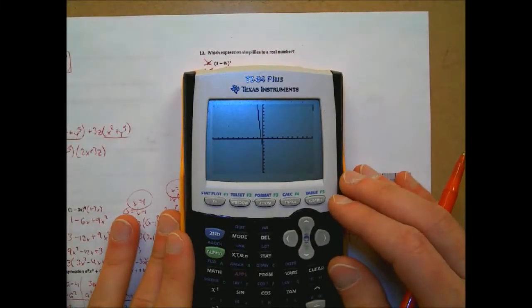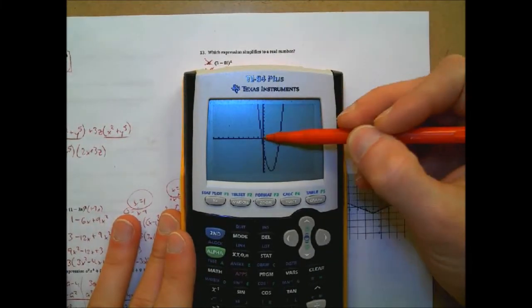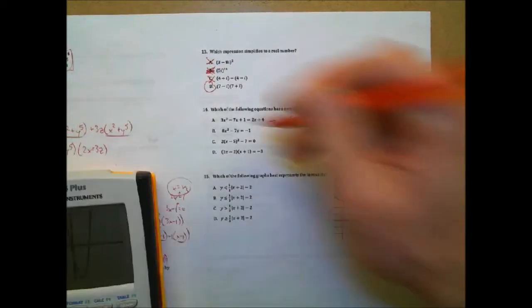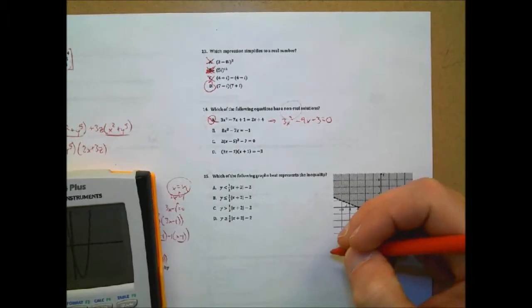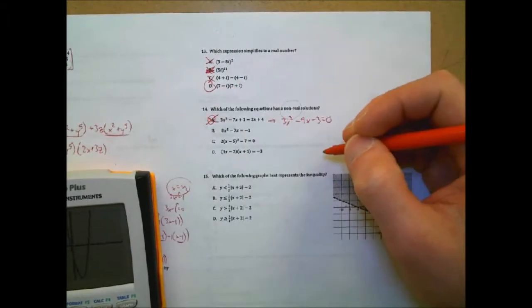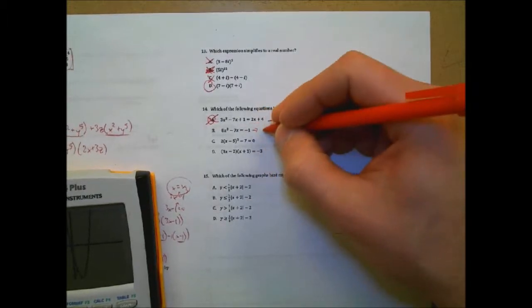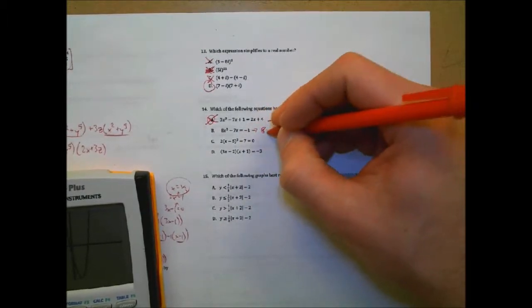Okay, here we can see the graph crosses the x-axis in 2 places. Those are real solutions, so it's not A. Okay, not A. All right, we can try B. We'll just add the 1 over there, so we get 8x squared minus 7x plus 1 equals 0.